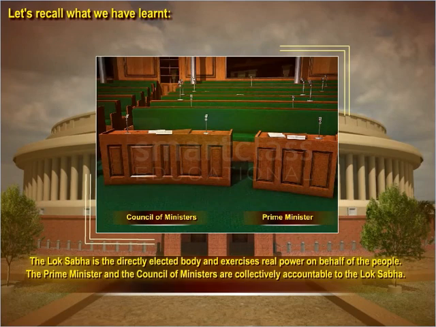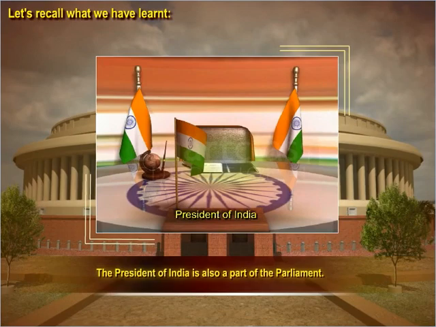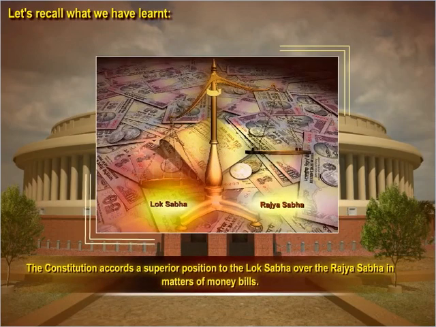The Prime Minister and the Council of Ministers are collectively accountable to the Lok Sabha. The members of Rajya Sabha are indirectly elected by members of legislative bodies of the states. The President of India is also a part of the Parliament. The Constitution accords a superior position to the Lok Sabha over the Rajya Sabha in matters of money bills.